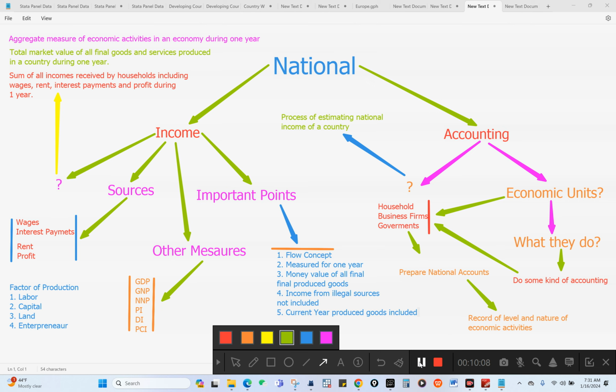If you talk about the government, then the government most of the time prepares national accounts. So what is a national account? Basically, a national account is the record, level, and measure of all economic activities.